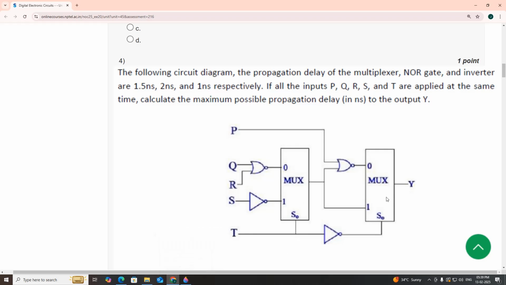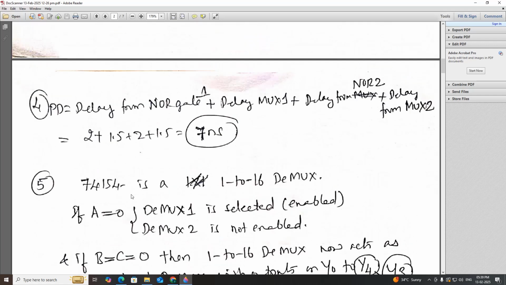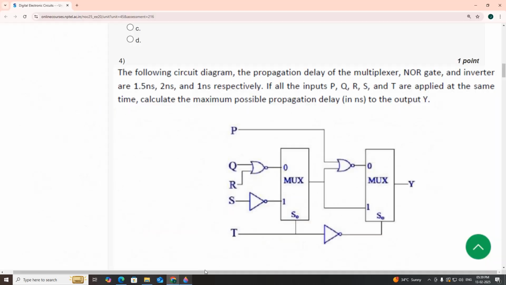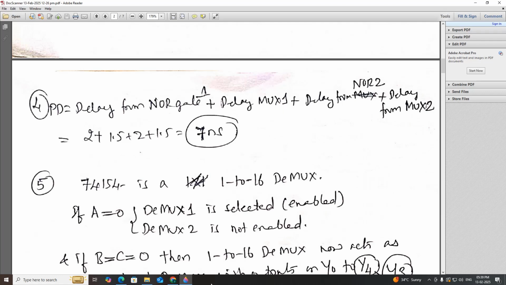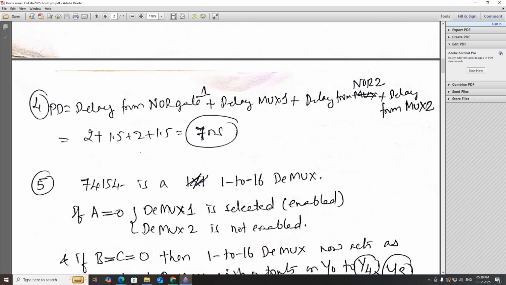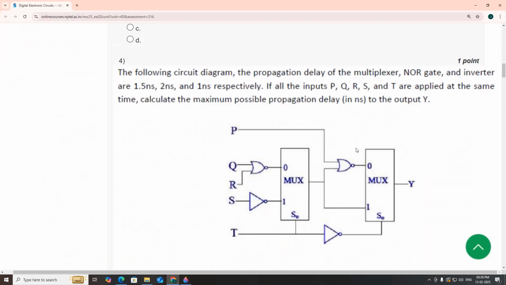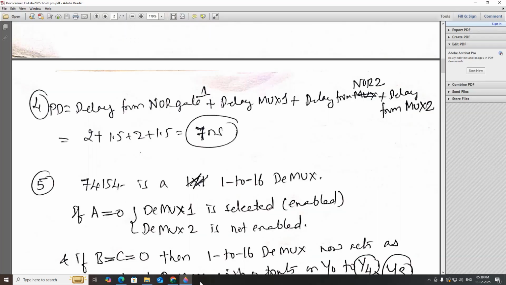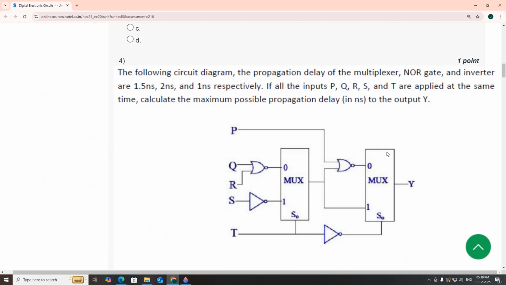So 2 mux are there, 2 NOR gates are there. Here the propagation delay is equal to the delay from NOR gate 1, plus the delay from mux 1, then the delay from NOR gate 2, then the delay from mux 2.